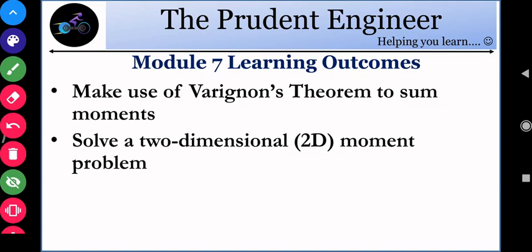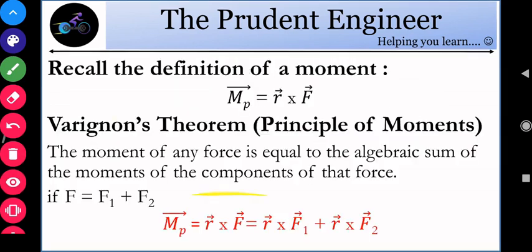Before this module, I hope that every one of you has seen the past 6 modules, because those 6 modules are the basics. If you're going to learn this module, you have to know the basics of cross product, dot product, etc. that I have taught in past modules. In this module I'll be using Varignon's theorem to find the sum of moments, and we'll solve a two-dimensional moment problem. If you recall the definition of a moment of a vector, I might be changing some notations, but the real thing will remain the same.